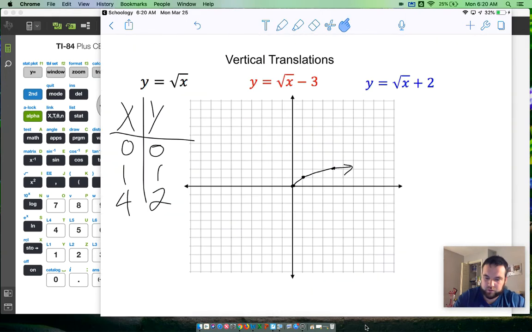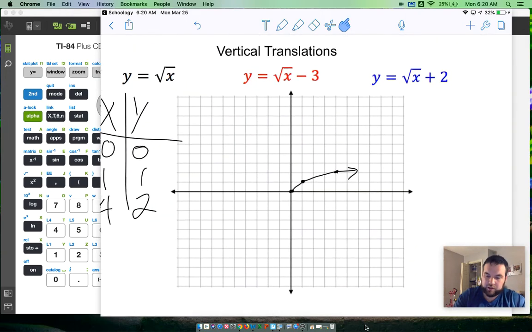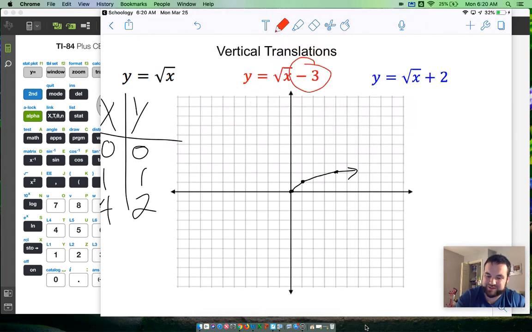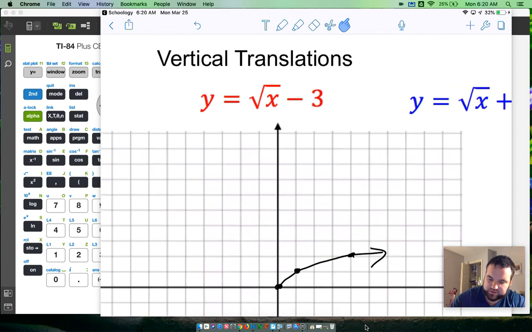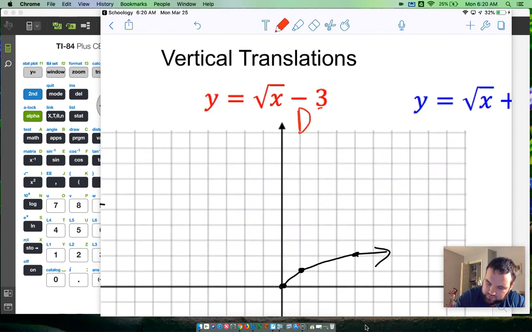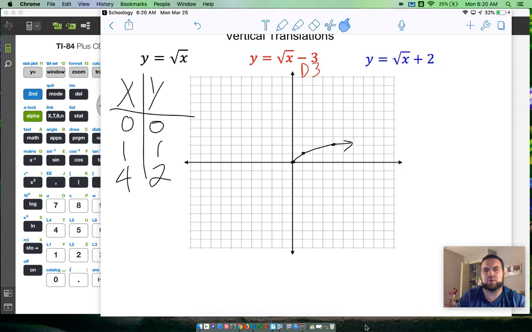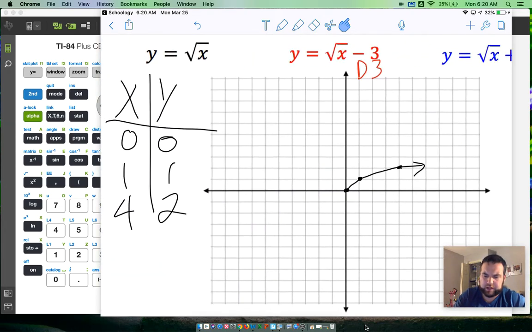Okay. And then I see this -3. If I put the -3, you'll notice that it's not underneath the radical. So that's how I know it's going to be a vertical shift. If I see a -3 outside parentheses, that's telling me I'm going down 3 units. Okay. Another way you could do this, just want to throw that out there.